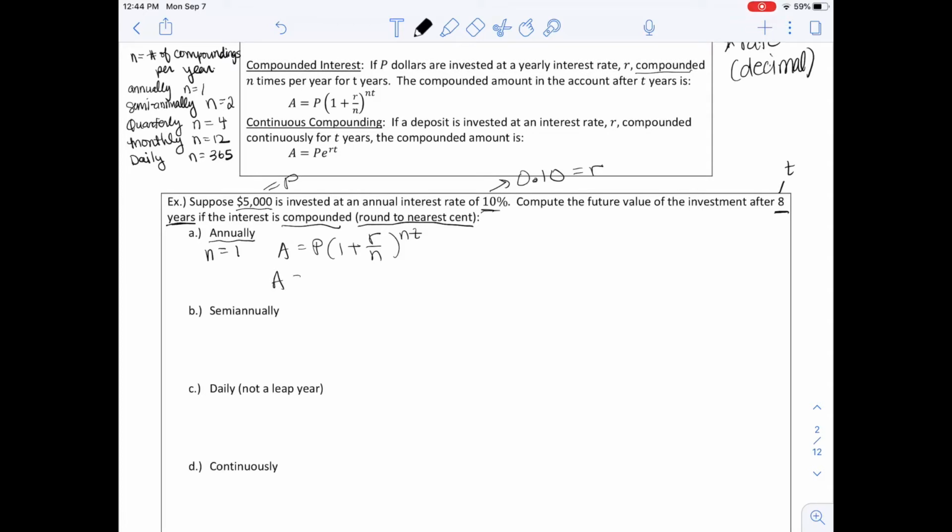So substituting all of those values in, we can figure out our future value. We have $5,000, and then 1 plus R, our rate written as a decimal, 0.10, divided by N, which is 1, raised to the 1 times T. T again is 8 years. I usually will substitute this all into my calculator. When I do, I'll get a total of $10,717.94.